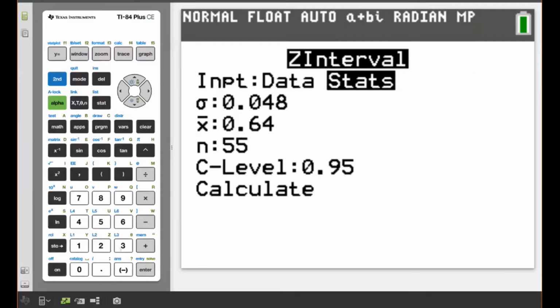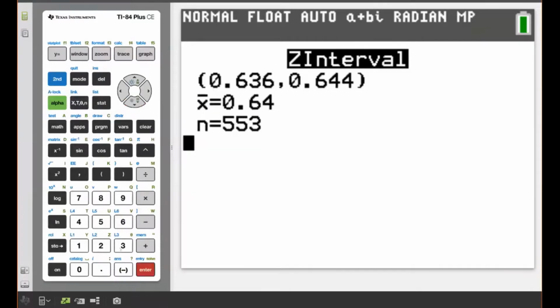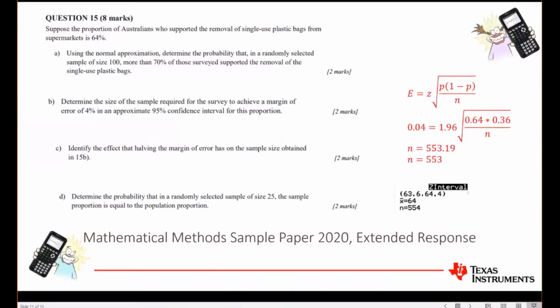553. And I'm calculating the 95% confidence interval. I calculate that. There's my two values. If I subtract the lower one from the upper one, I should expect around about 0.08 as my width between the interval, which means we've got a margin of confidence of 0.04 on either side. Okay, so that's just how you can double check your answer using that Z interval.